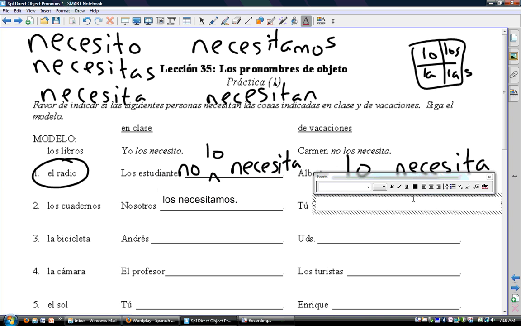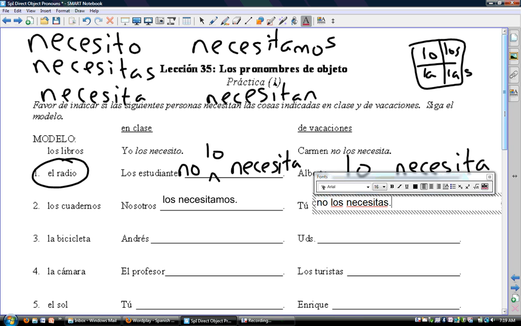Over here, it says you. On vacation, would you need notebooks? Probably not. So you're going to start with no. Since you're still talking about los cuadernos, you would still use los. And then now you're not talking about we, but you're talking about you. So since it's tú, you'd use the ending es.